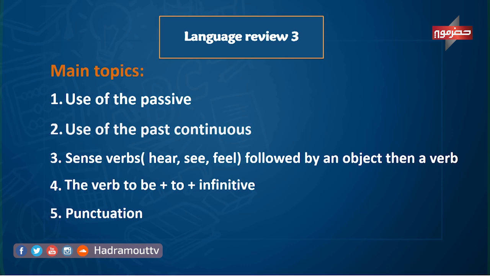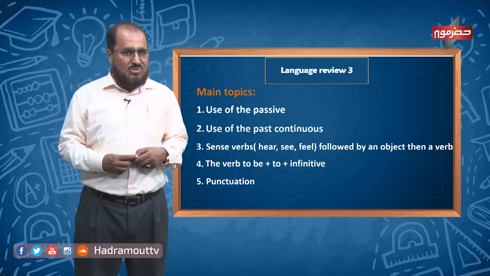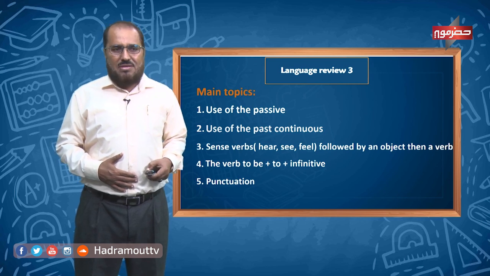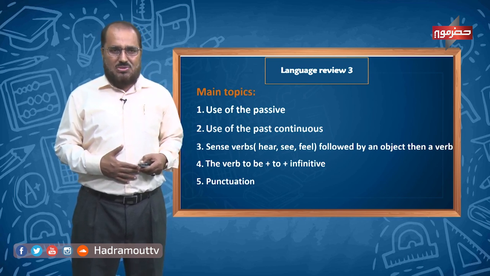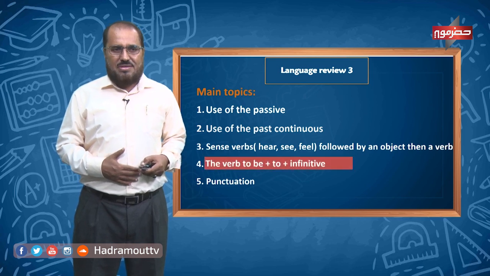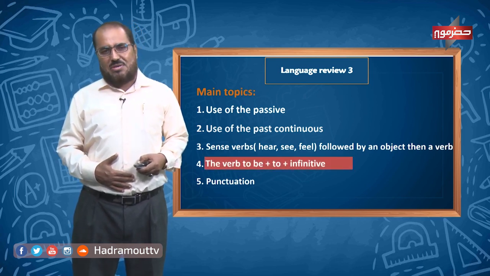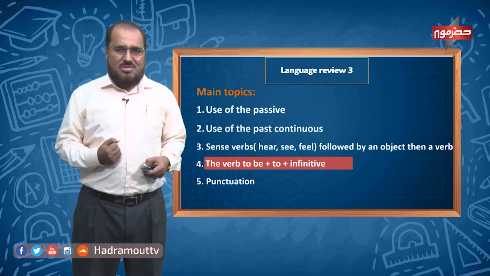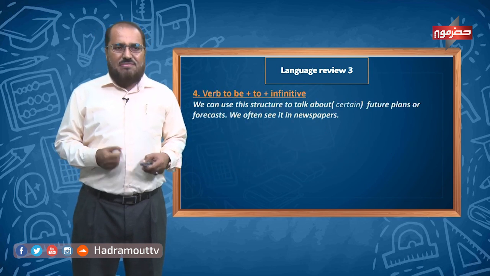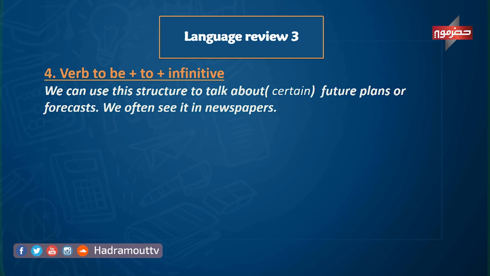Let's go back to the other topics of Language Review 3, which is number 4. The verb to be plus to plus infinitive. When we use this structure, the verb to be plus to plus infinitive can be used to talk about certain future, by the way, or forecasts. That's the news of the weather, prediction. So when you predict that something is going to happen, you can use this also.